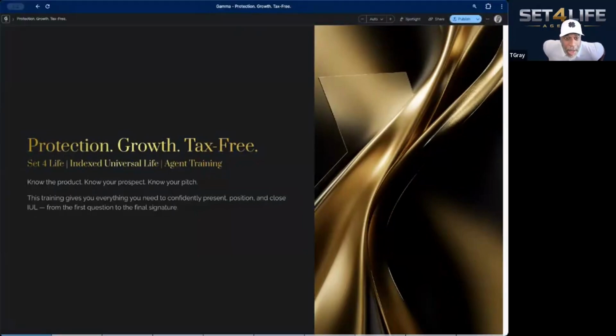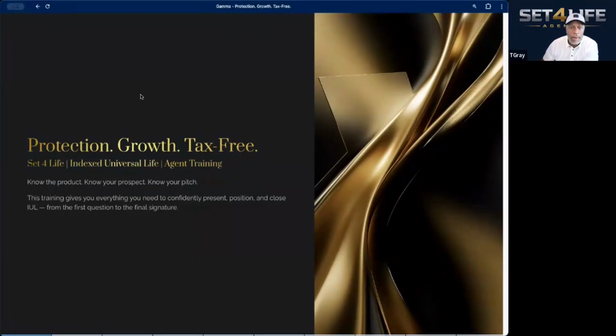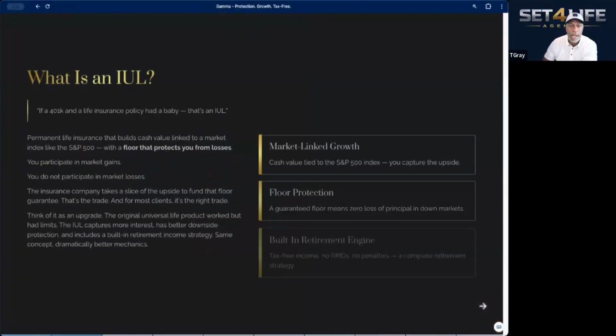Today, we're going to talk about indexed universal life, IULs. And the key elements of an IUL are protection, growth, and tax-free. Those are the hot buttons and the buzzwords. By the time this training is over, you will know the product, you will know who the right people are, and you will know how to position it. So let's jump into IULs.